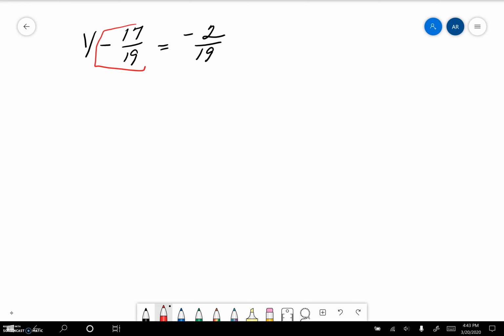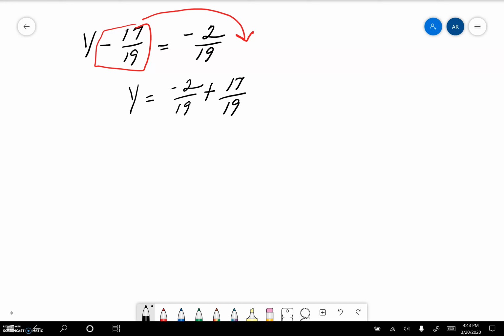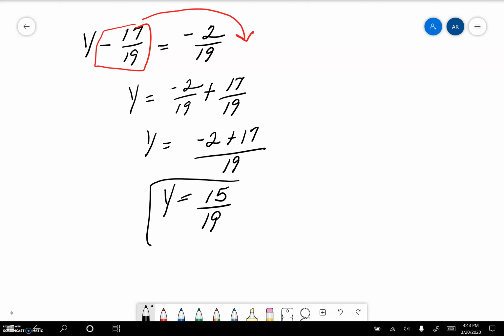We're going to take this and move it over to this side so we can isolate our y. So it would be y equals negative 2 over 19. It's a positive on that side, a negative on that side, so it becomes a positive on this side. Our denominators are the same, so we can rewrite it as one fraction. Same process. Now our signs are the opposite, so we're going to subtract and take the sign of the larger number. So it looks like our final answer is 15 over 19.